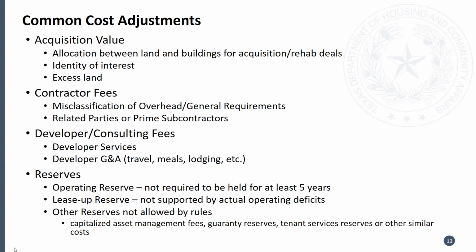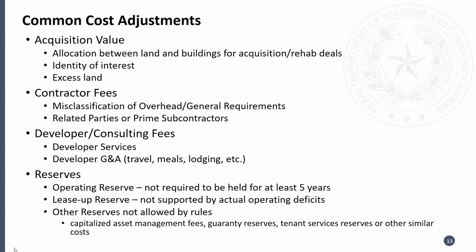Another common adjustment on the acquisition is the identity of interest. So if the land or property was owned by a related party, we do have rules about that. I won't go into a lot of detail, but basically it means that we would use an acquisition cost that is lower than what the owner may have submitted. And then excess land, we don't see this a whole lot. And again, it would have probably been addressed at the time of application.